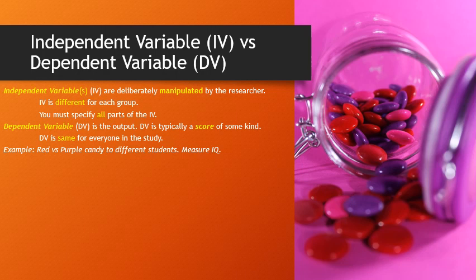All right, so now let's look at an example and see if we can figure out what the independent variables are and the dependent variables are. So here's an example.